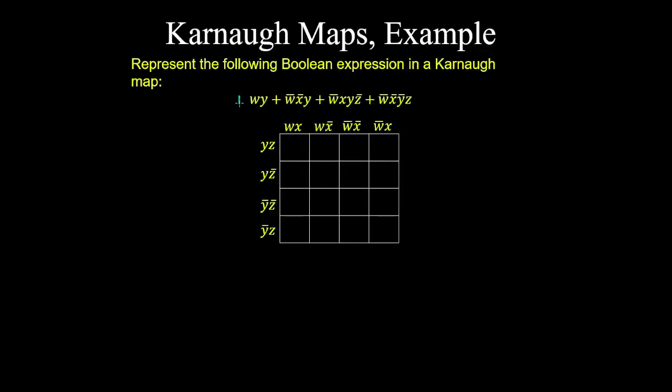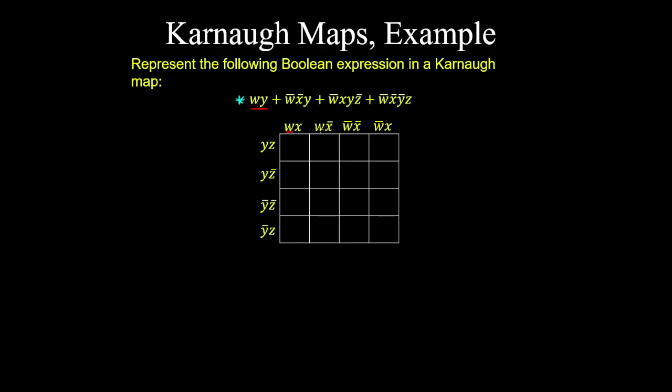Let's represent the following boolean expression in a Karnaugh map. So I'll leave it for you to verify that these terms are adjacent. So wx is adjacent to wx bar and so on. And similarly yz is adjacent to yz bar and so on. So to represent the first term in a Karnaugh map, given that we only have two literals, that's what we look for in a Karnaugh map.